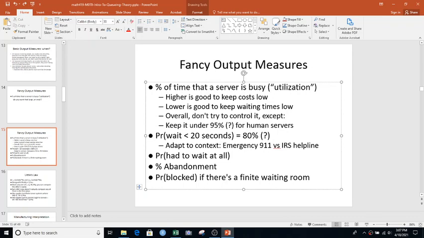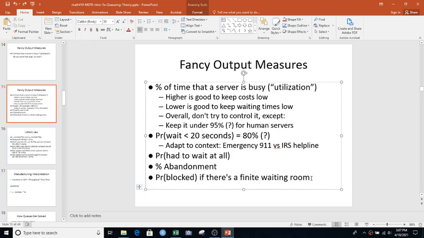You might track what's the probability that people had to wait at all. You might track percent abandonment of people joining the system and then leaving because the wait was too long. You might track the probability that people get blocked if there's a finite waiting room and anyone who arrives afterwards has to go somewhere else.